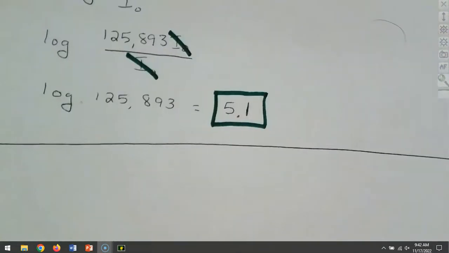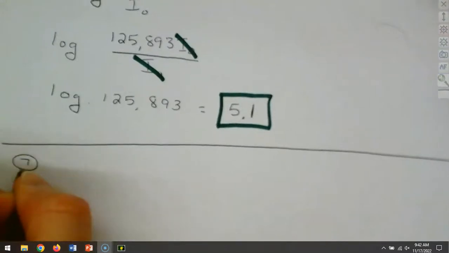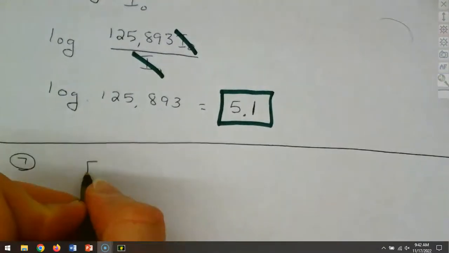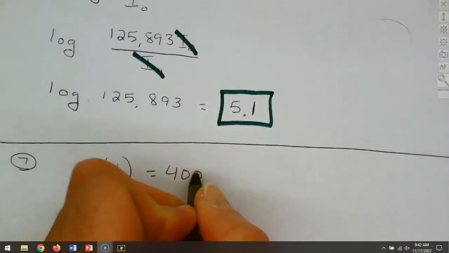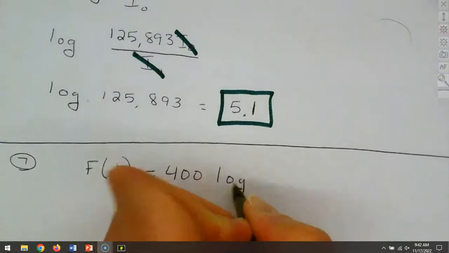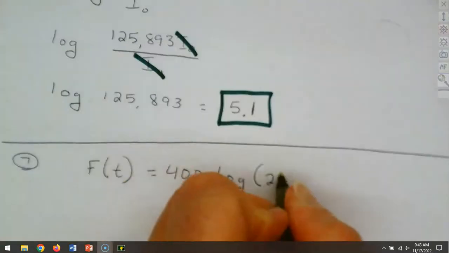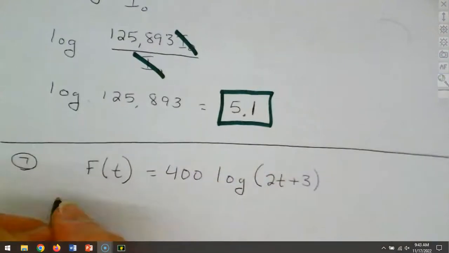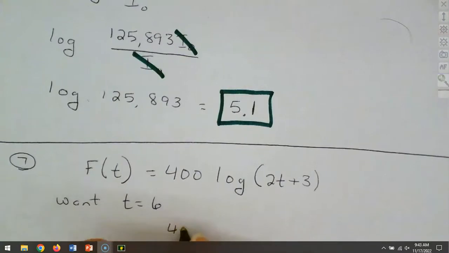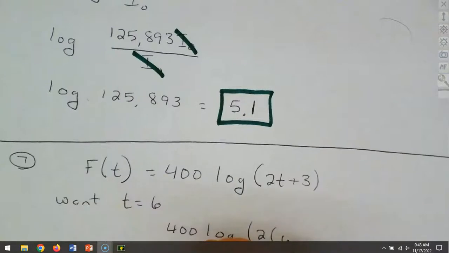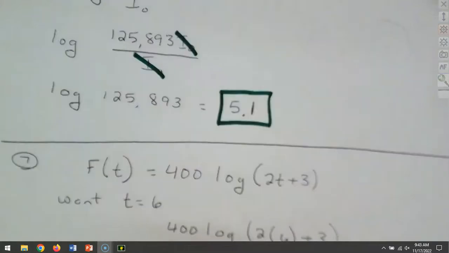So we have a population model for a new species, and that's going to be f of t equals 400 log of 2t plus 3, and we want 6 months, so that means my t is going to be 6. So that is then 400 log of 2 times 6 plus 3, which is then simply log of 15, and 400 out in front.